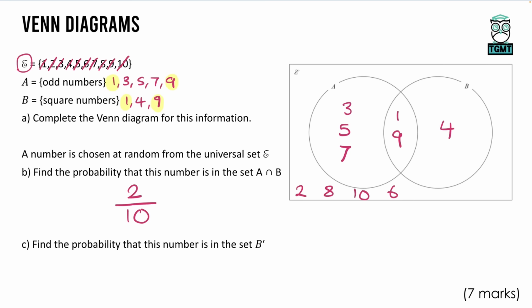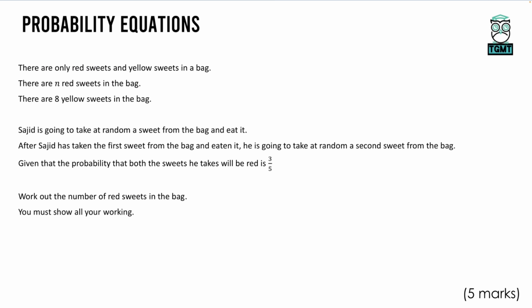Okay, so part B here, or part C now, it says find the probability this number is in set B dash. Now the little dash there means not in B. So not in B means it can't be, and let's use a different colour here, it can't be 4, because that's in B, and it can't be 1 and 9. Even though they are in A, they are also in B. So not in B means it can't be either of those positions. So in terms of the numbers it can be these 3 here, and it can be these 4 here. So 3 plus 4, that gives us 7, and again that's out of 10. So there we go, that is looking at Venn diagrams and also some set theory.